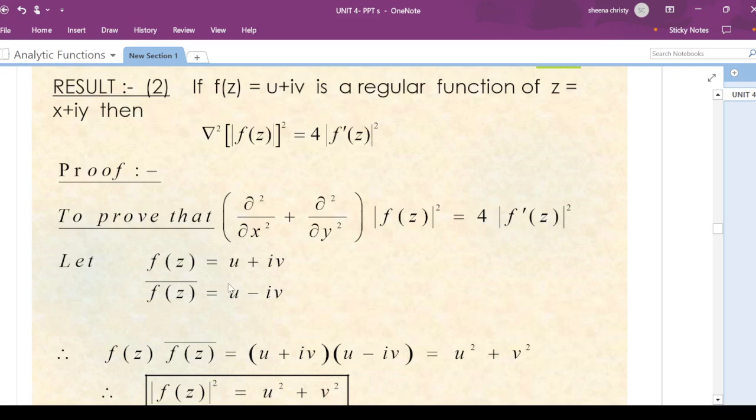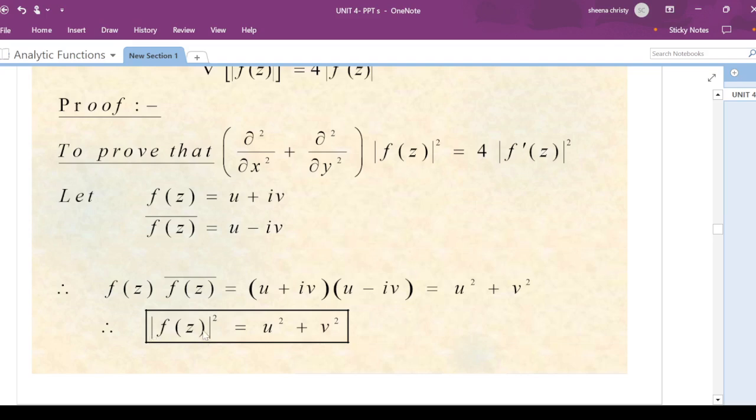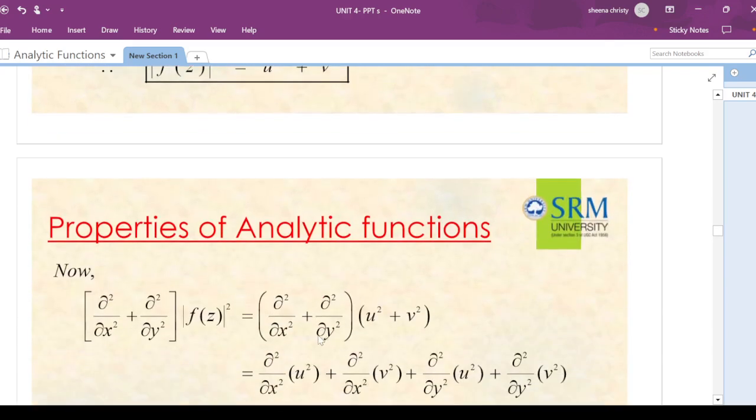So what is f of z? u plus iv. What is the conjugate of it? u minus iv. Now by doing the product of these two, you are going to have u square plus v square. So modulus of f of z square you will get as u square plus v square. Therefore, here del square of modulus of f of z square equal to dou square by dou x square plus dou square by dou y square of u square plus v square.